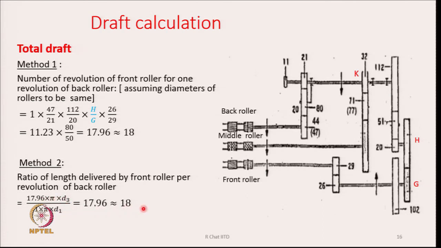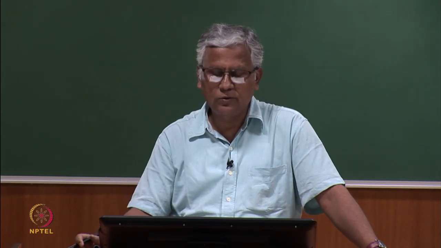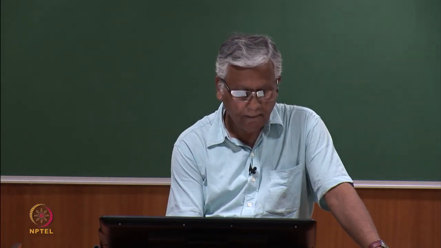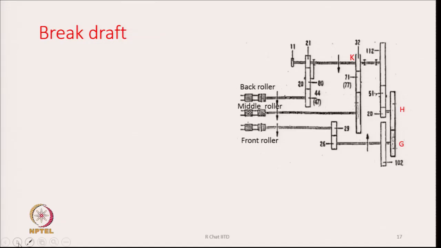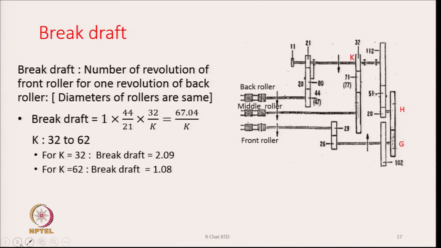and we will be able to find out the value, provided the diameters are the same. Otherwise, whatever diameters D1 and D3 are, we have to put those values and we can find out what the draft is. Break draft, if we want to calculate, the procedure is the same.